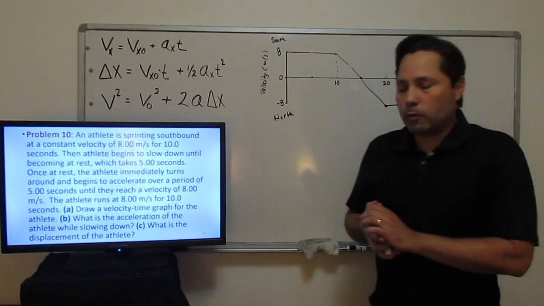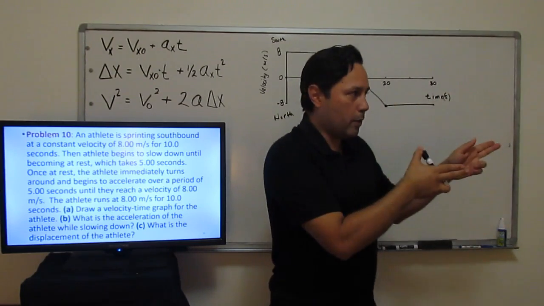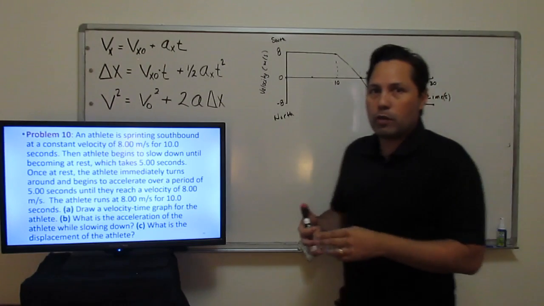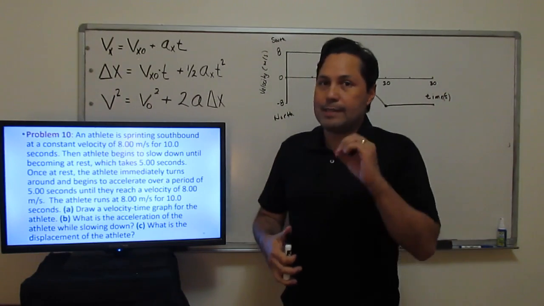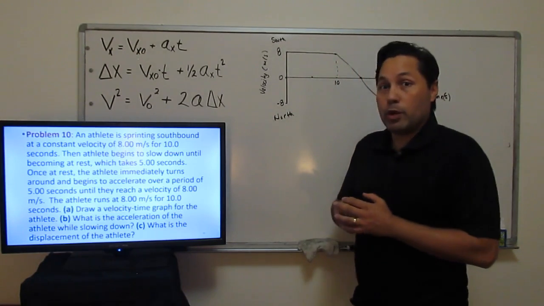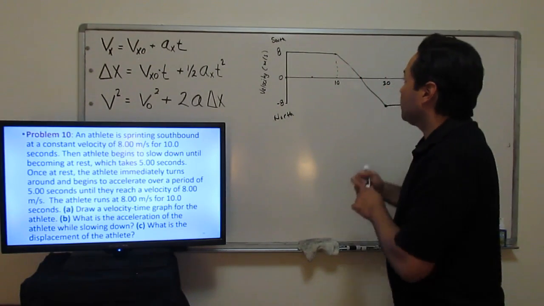How far did they go? They did travel in one direction at first, but then they turned around and came back. So therefore, the answer for letter C is 0. They did not travel. Having said that, let's go ahead and put it mathematically to make sure.